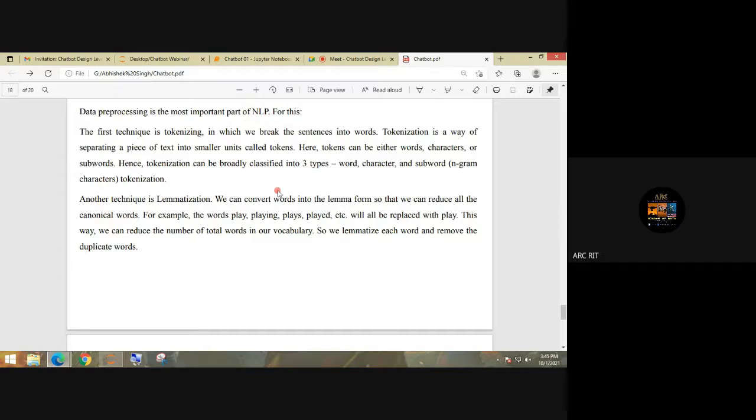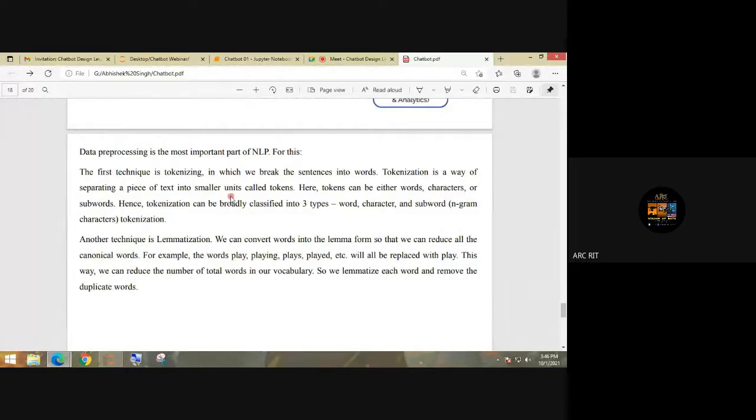And that's why if you see Google Assistant, Alexa, they are so popular, because they grab the meaning. They understand what the user wants to say. They don't go for grammar. They don't go for punctuation. They go for the words that are fed to them. So using lemmatization, we can reduce the number of total words in our vocabulary. So we lemmatize each word and remove the duplicate words.